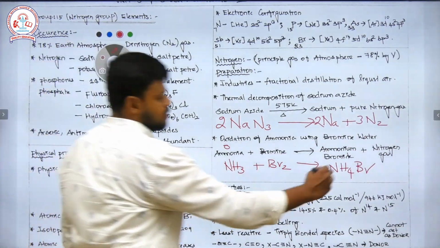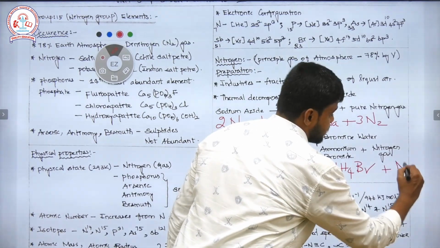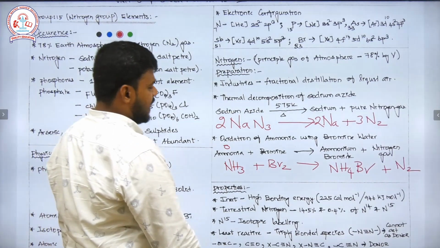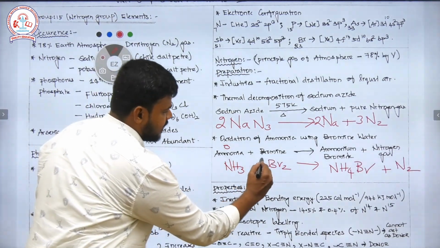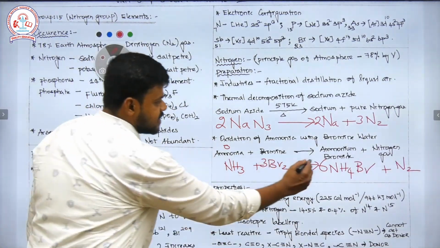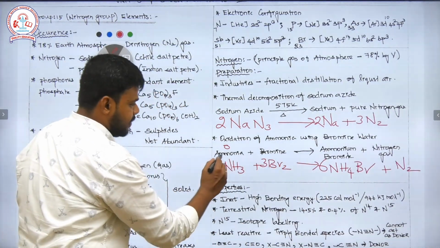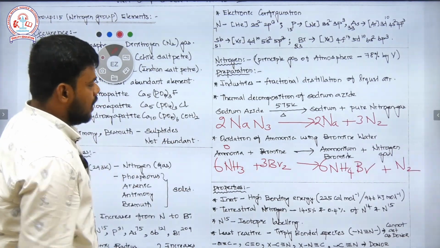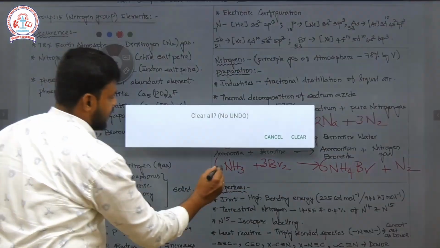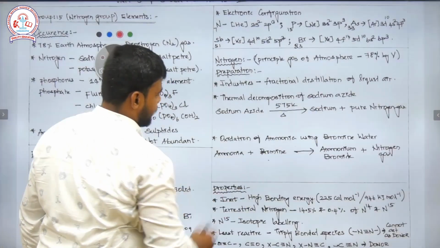Now we need to balance it. The main product for us is nitrogen gas. So how do we balance it? If I make it 3 here, then bromine becomes 6. So I need to make it 6. So nitrogen becomes 6 there. So I'll make it 6. Otherwise, you can make it 8 here. So instead of making it 6, you can make it 8 here.